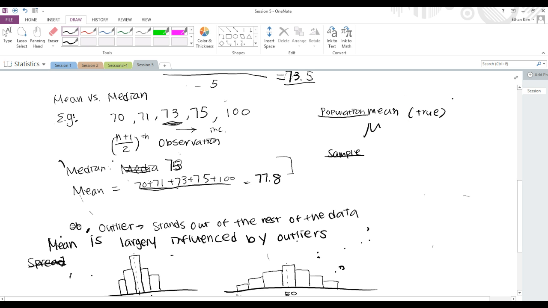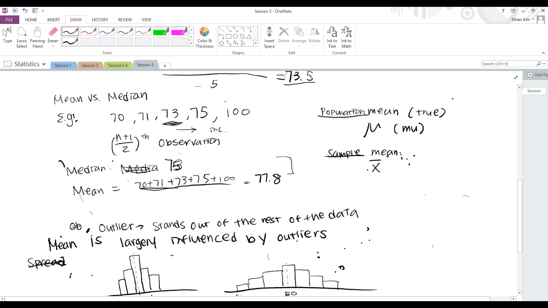It's a Greek letter called mu. We call this mu. And the sample mean is what we collected, right? So it's not necessarily the true mean, but it might be. We are hoping to get as close as possible to the population mean, and we call the sample mean x bar.